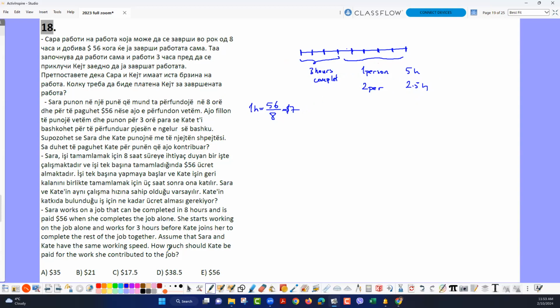Then here it is asked, how much should Kate pay for the work? If you remember, Sarah started, then Kate joined, which means that Kate worked only 2.5 hours. So 7 times 2.5, which is equal to 14 times 0.5, which is 7 times 0.5, which is equal to 3.5. Then this is the answer, $17.5, and the answer has to be C.